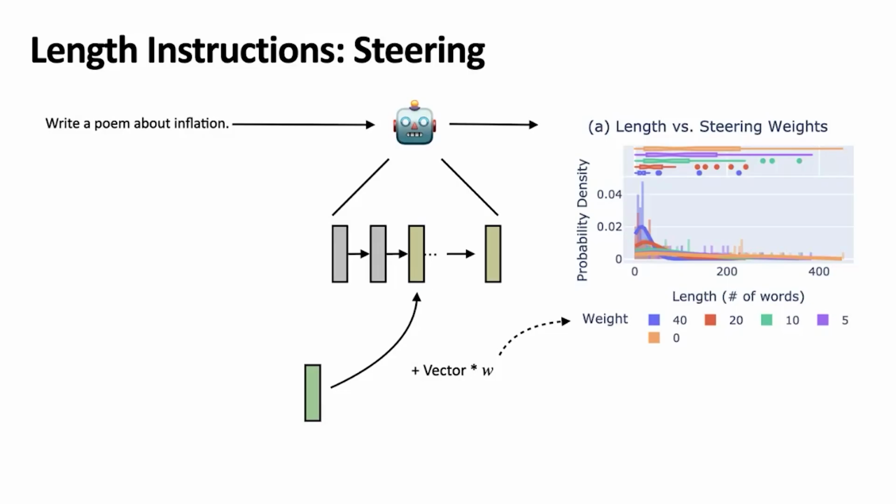What this is telling us is that in cases in which the constraint we are interested in has a continuous nature, for example the length of the output, we can continuously modulate this property of the output by intervening at the model's inference time with different steering weights.